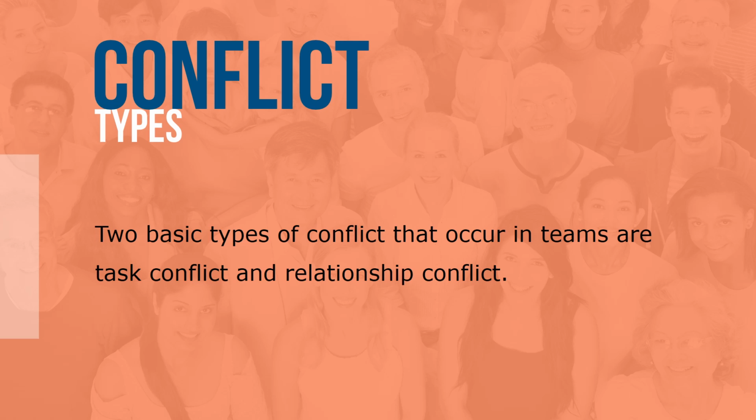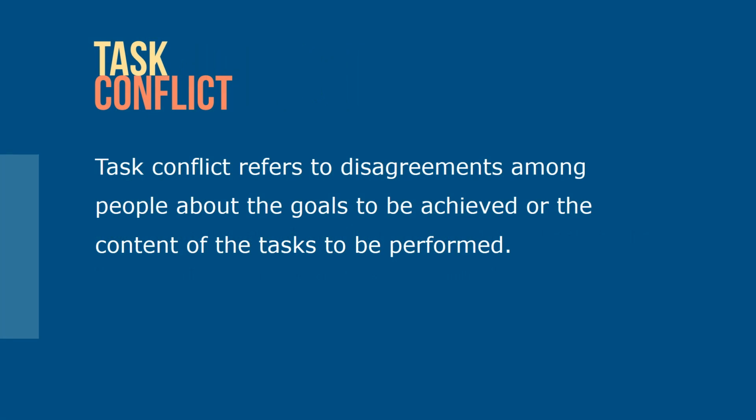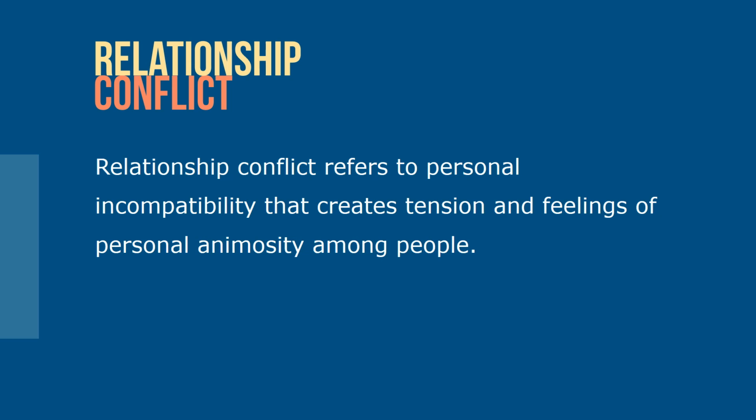Two basic types of conflict that occur in teams are task conflict and relationship conflict. Task conflict refers to disagreements among people about the goals to be achieved or the content of tasks to be performed. Relationship conflict, on the other hand, refers to personal incompatibility that creates tension and feelings of personal animosity among people.